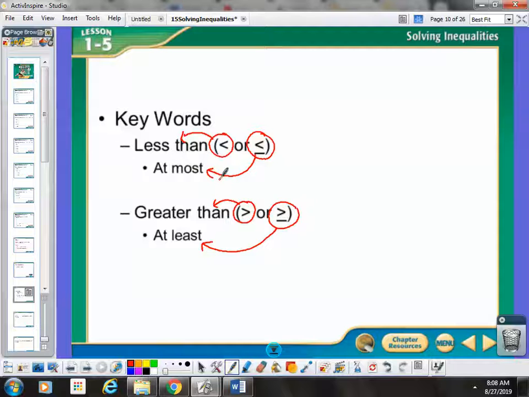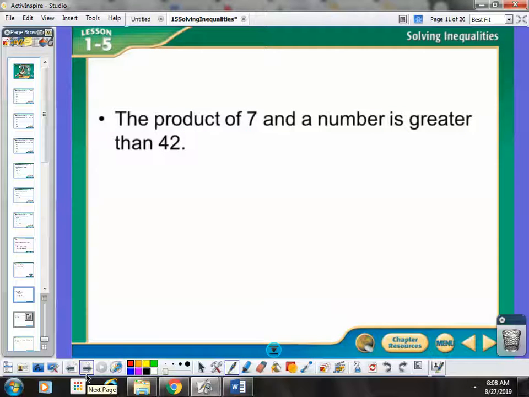So we're going to start by looking at some verbal sentences and some words, and we're going to change that into an inequality. The first one says the product of 7 and a number is greater than 42. When you see the word product, what does that make you think? Multiplication. So I'm going to start with the multiplication sign. The product of what? 7 and a number. Those are the two things that we're multiplying. Is greater than. Greater than, I guess, could mean addition, but in this situation, it is talking about an inequality. Greater than 42. We'll talk about solving here in just a bit, although you guys should be able to solve that without trouble.